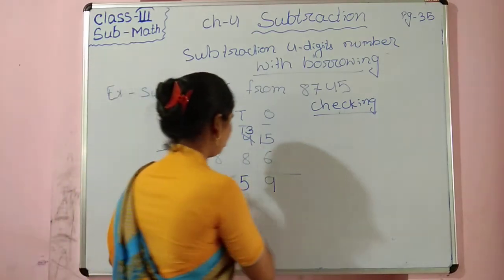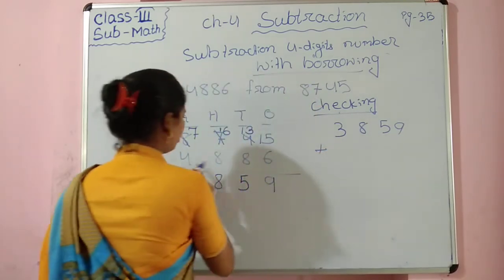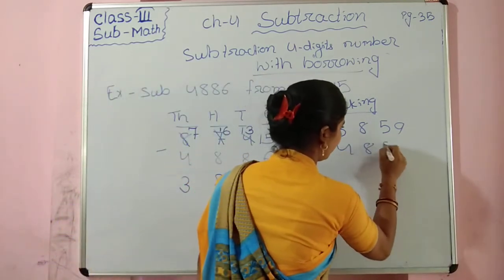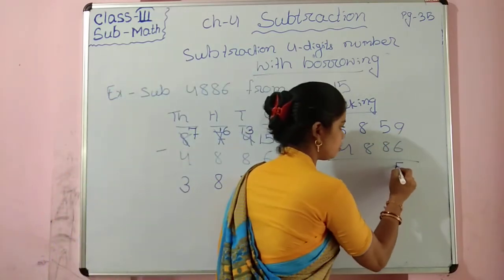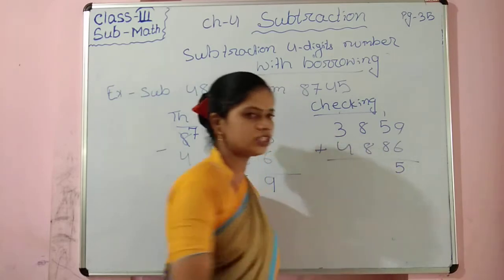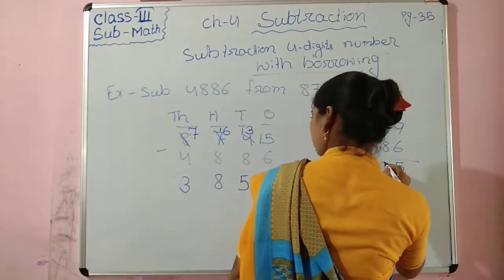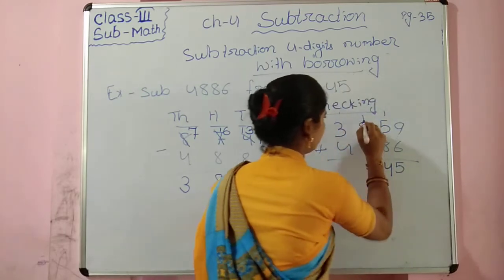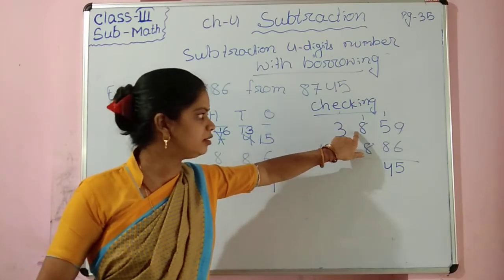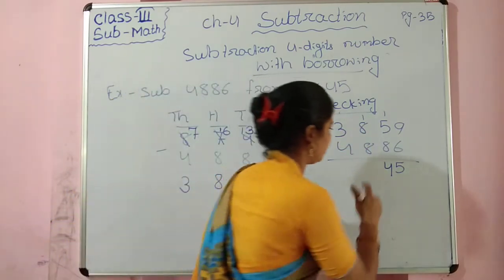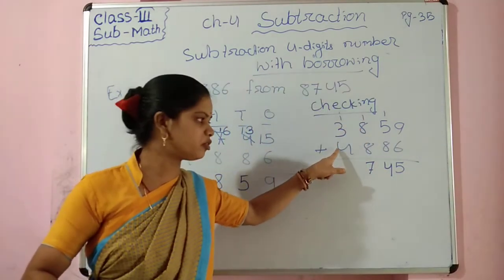Add: 3859 plus 4886. 9 plus 6 is 15. 1 plus 6 plus 8 is 14. 1 plus 8 plus 1 is 9... then 9 plus 8 is 17. Here 1 plus 3 is 4, and 4 plus 4 is 8.